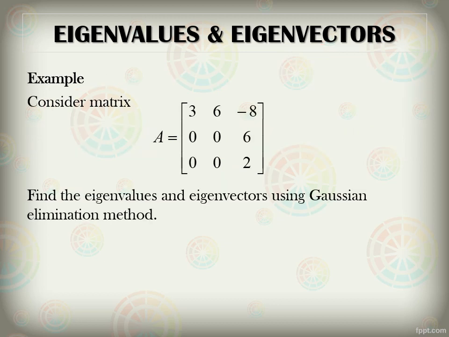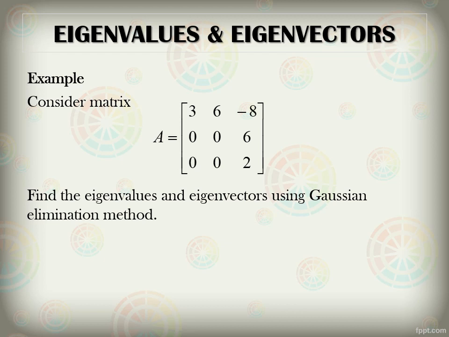Okay, we go straight to the example. Let's consider matrix A as this. For your information, commonly we solve the eigenvalues and eigenvectors by using the Gaussian elimination method. So you don't need to reduce it until identity matrix. It is enough to reduce it to REF form, by using Gaussian elimination method.